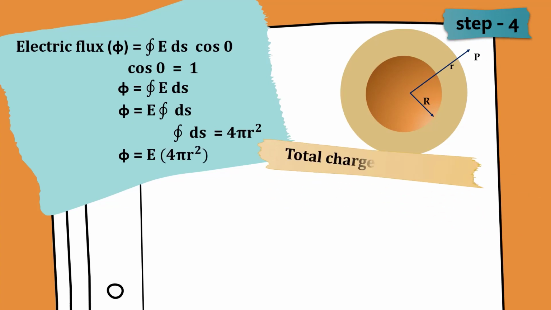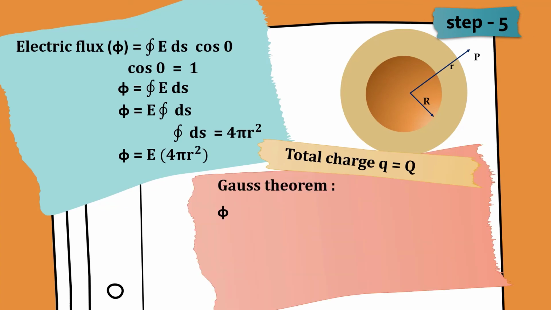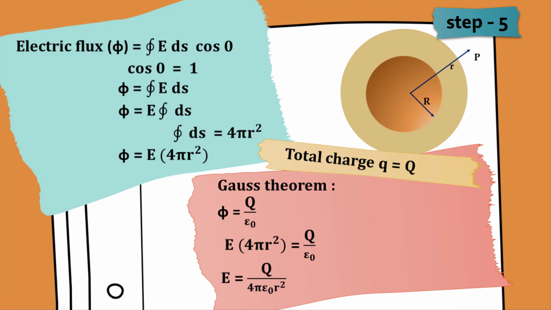The total charge in the sphere is capital Q. According to Gauss's theorem, phi equals Q by epsilon 0. Substitute the values of phi and Q. We will get E into 4 pi r square equals Q by epsilon 0. From this, the electric field outside a uniformly charged spherical shell can be calculated, and it is given by E equals capital Q by 4 pi epsilon 0 r square.